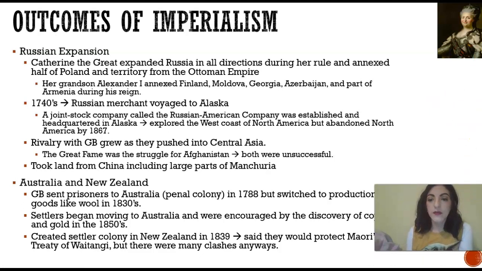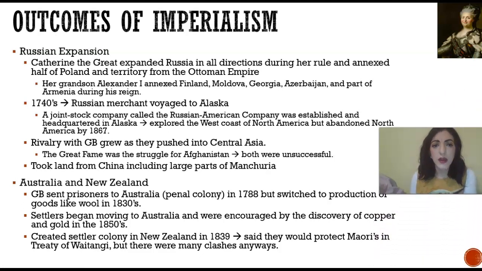some outcomes of imperialism. You also have Russia expanding. Catherine the Great expanded Russia in all directions during her rule and annexed half of Poland and territory from the Ottoman Empire. Her grandson, Alexander I, is going to annex territories like Finland, Moldova, Georgia, Azerbaijan, as well as part of Armenia during his reign. So Russia is going to add huge amounts of territory to its kingdom.